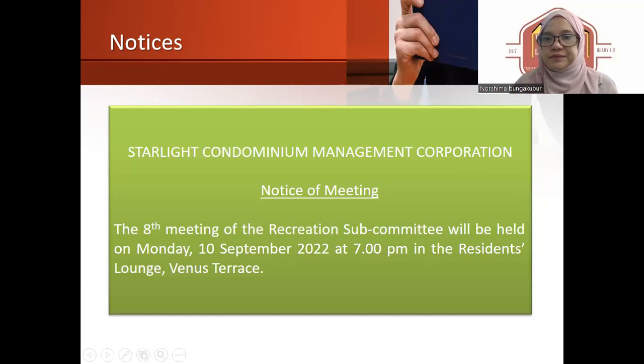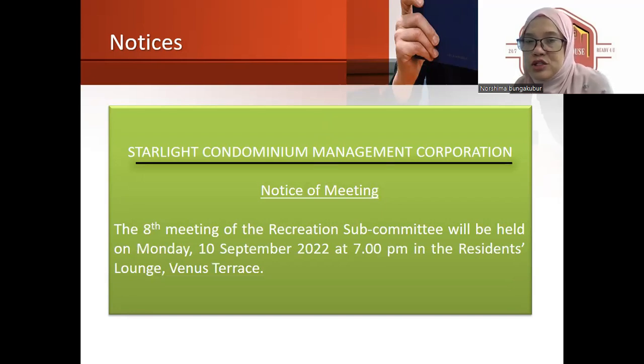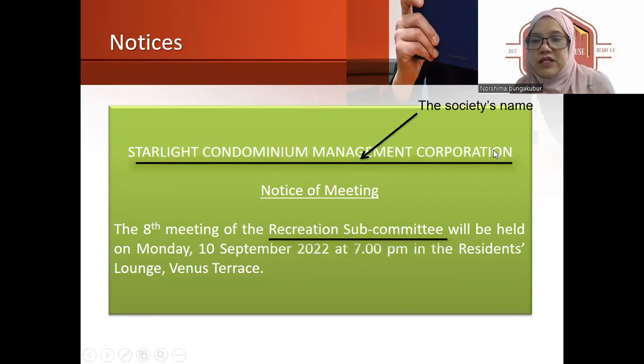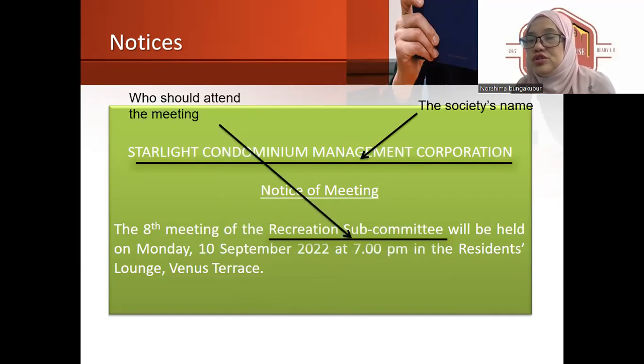Okay, another example. Starlight Condominium Management Corporation. That's the organization. Notice of meeting. The 8th meeting of the Recreation Subcommittee will be held on Monday, 10th September 2022 at 7 p.m. in the Residence Lounge, Venus Terrace. We're talking about the committee, the organization at a condominium. So again, Starlight Condominium Management Corporation, that's the society or the organization, the group's name. Recreation Subcommittee, who should attend the meeting? The 8th meeting is the purpose.